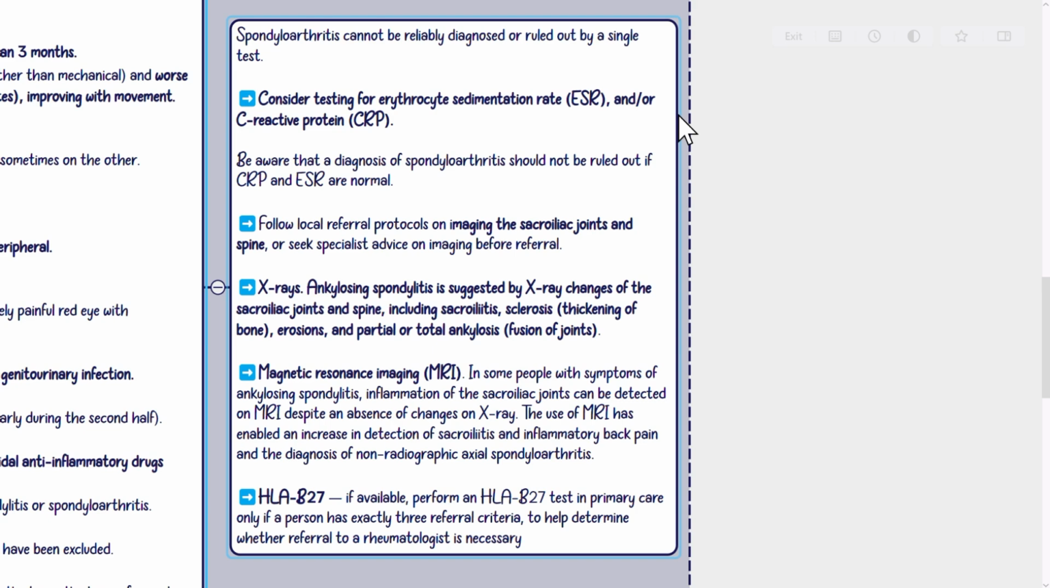The use of MRI has enabled an increase in detection of sacroiliitis and inflammatory back pain and the diagnosis of non-radiographic axial spondyloarthritis. HLA-B27, if available: perform an HLA-B27 test in primary care only if a person has exactly 3 referral criteria, to help determine whether referral to a rheumatologist is necessary.